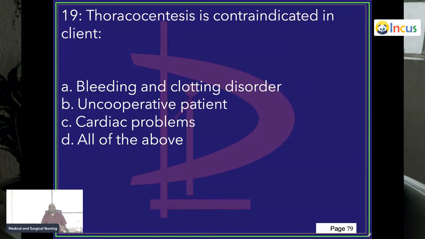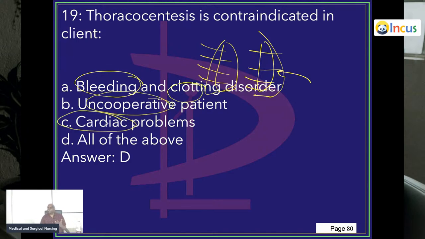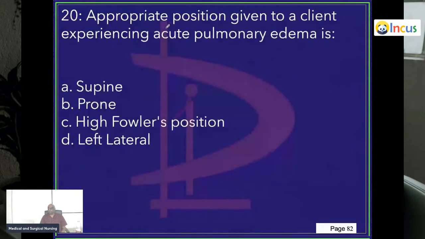When is thoracocentesis contraindicated? Whenever you are putting a needle into the pleural cavity, which is around the lung, if the patient has a bleeding disorder, clotting disorder, is uncooperative, or has any cardiac problem, they are all contraindications to thoracocentesis.